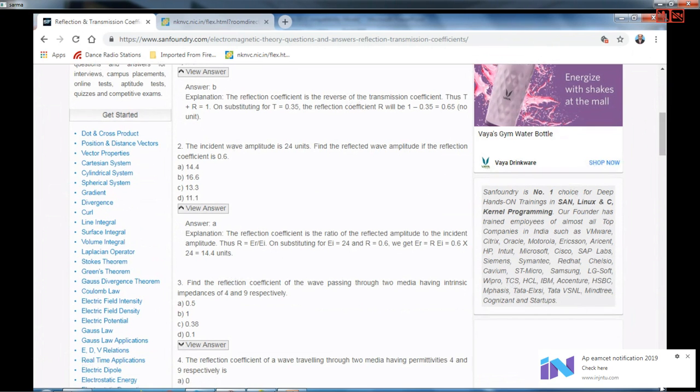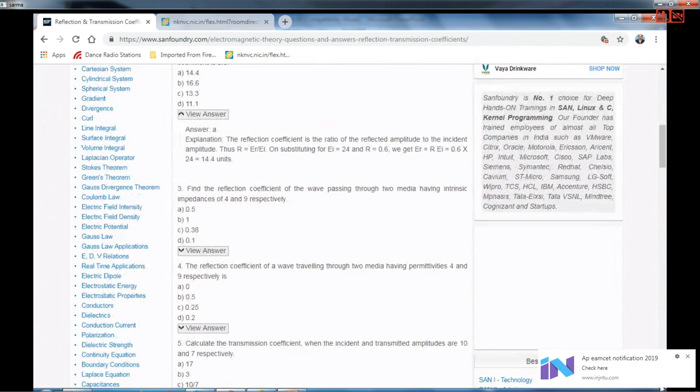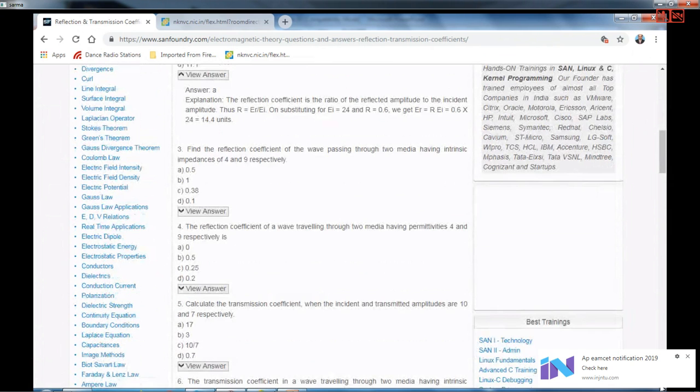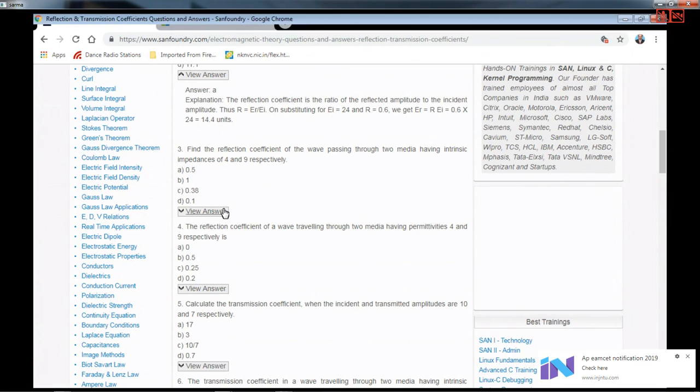Number 3 question. Find the reflection coefficient of the wave passing through two media having intrinsic impedances of 4 and 9. So this is what we have done earlier. Reflection coefficient, that means when the wave is trying to enter from one medium to another medium, we know eta 2 and eta 1 are the two intrinsic impedances. So when there is a difference between them, the wave is going to be reflected, and how much is that? It is also going to follow the same rules as we have discussed in this case. So again, on the same lines, eta 2 minus eta 1 by eta 2 plus eta 1, you can use to get this.